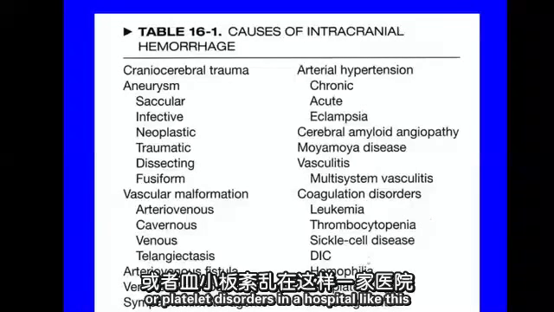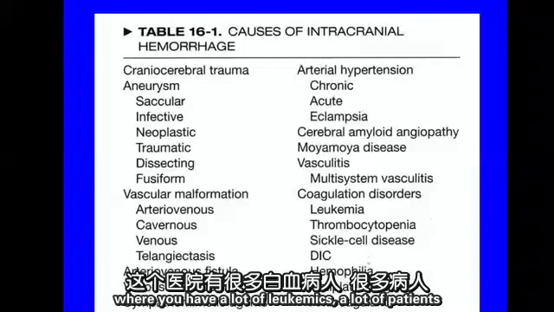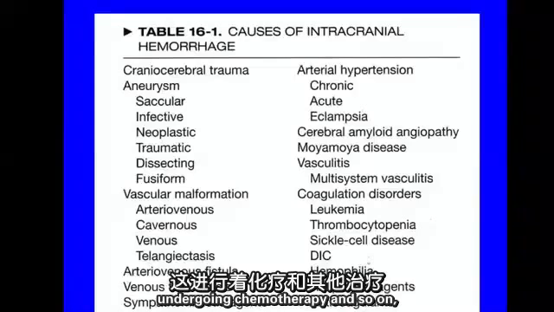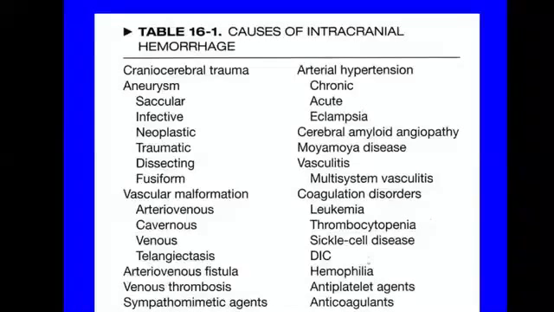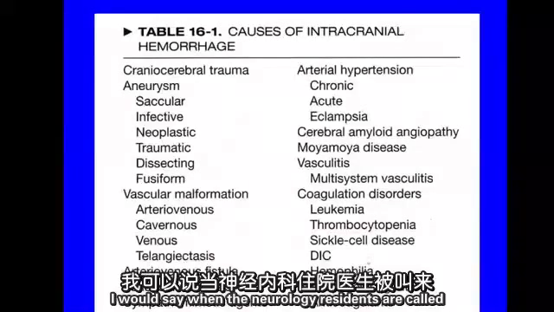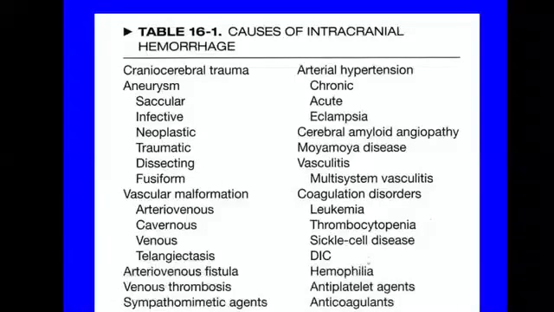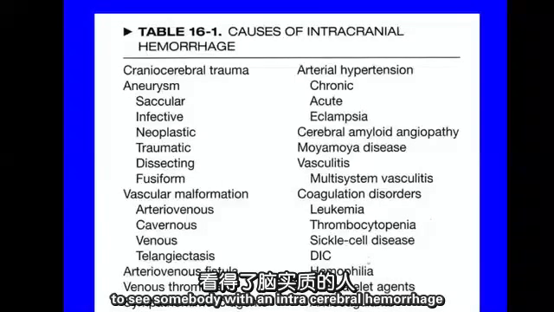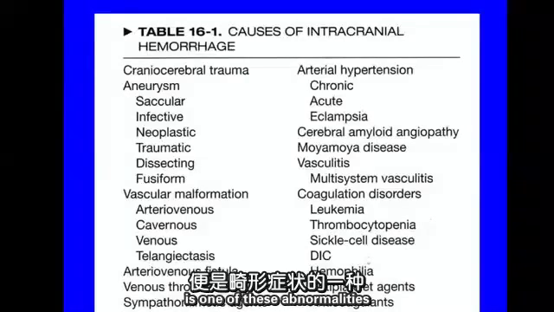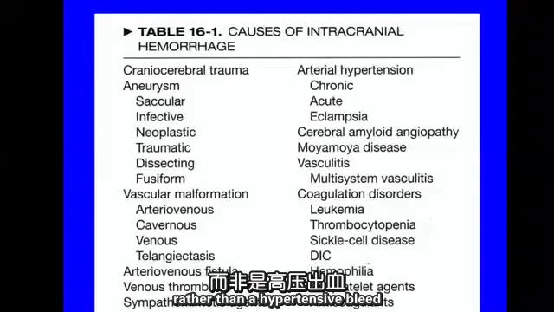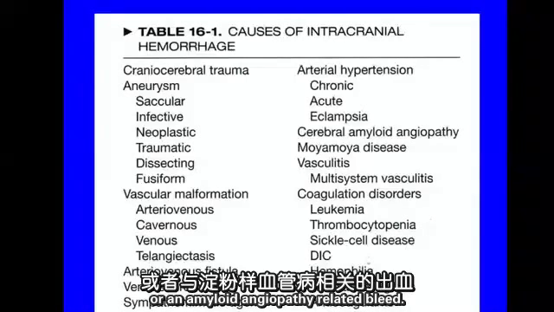In a hospital like this where you have a lot of leukemics, a lot of patients undergoing chemotherapy and so on, that's a very, very common cause of intraparenchymal hemorrhage. I would say when the neurology residents are called to see somebody with an intracerebral hemorrhage, probably the most common cause is one of these abnormalities rather than a hypertensive bleed or an amyloid angiopathy-related bleed.